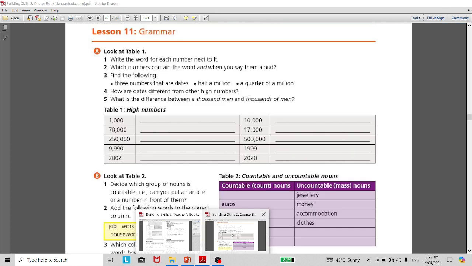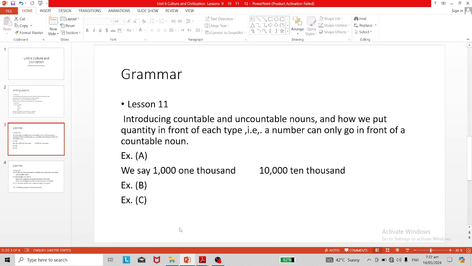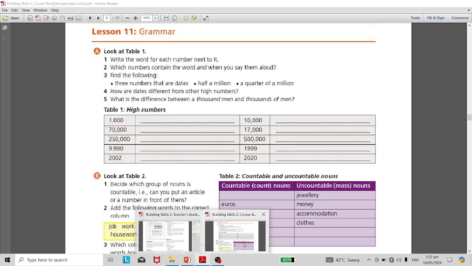For 5, what is the difference between 1,000 men and thousands of men? I will leave this for you to do. Exercise B. Exercise B and C. You do exercises B and C, but let me give you ideas about them.